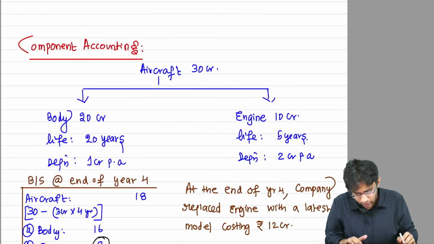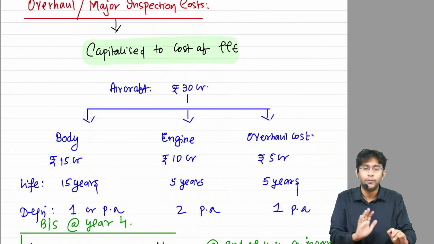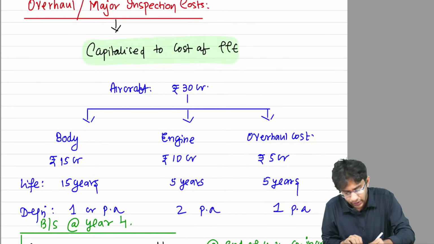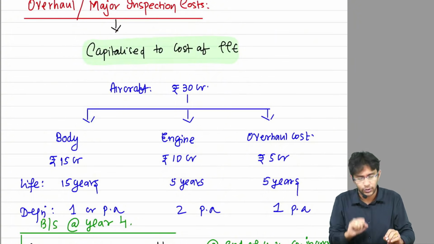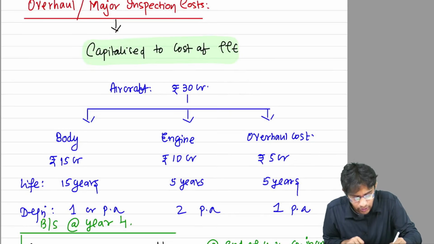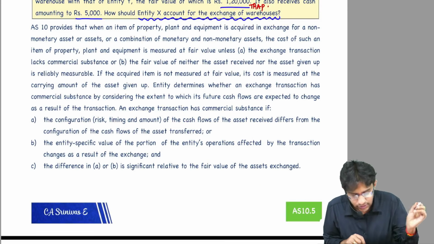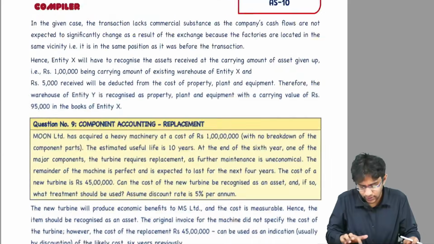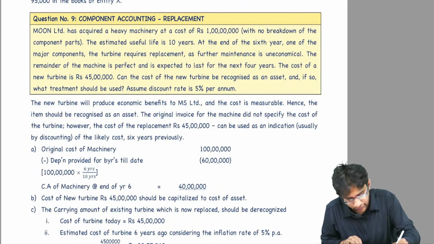So we covered component accounting, we covered major overhaul cost also. On these two concepts, two small questions are there. One a very good question, one is a normal question. If we are done for today, sir, question number 8 is done. Come to question number 9, a very interesting question.